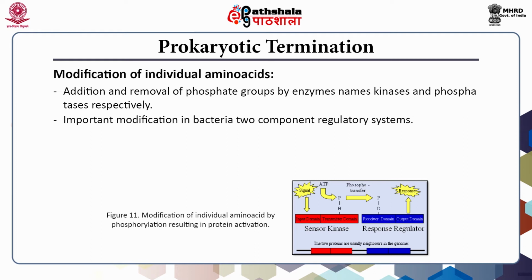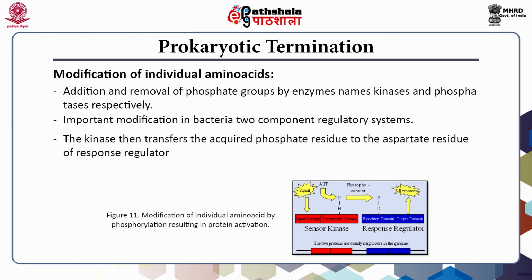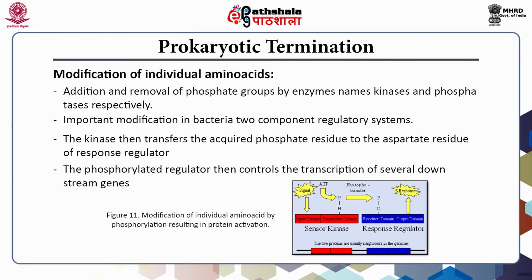contains a histidine kinase domain that autophosphorylates the histidine amino acid in response to a signal. The kinase then transfers the acquired phosphate residue to an aspartate residue of the second component, which is known as the response regulator. The phosphorylated regulator then controls transcription of several downstream genes, thus operating a regulatory cascade.